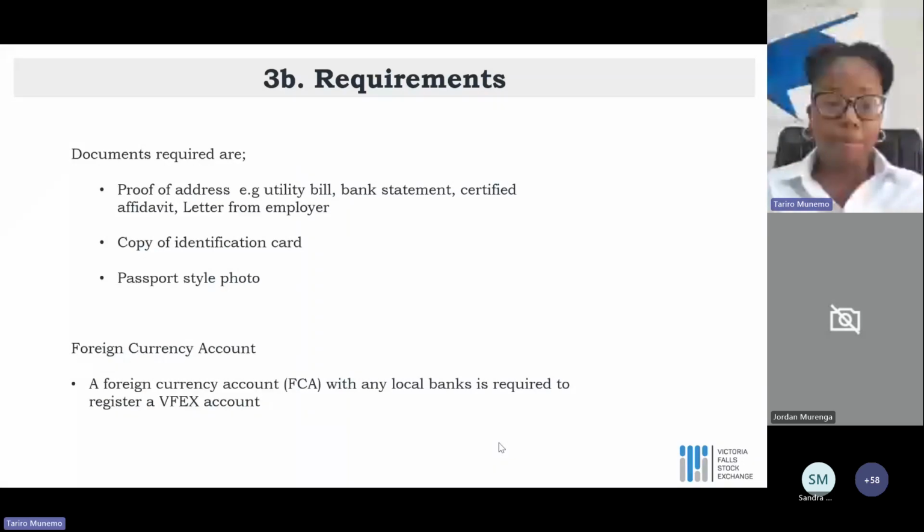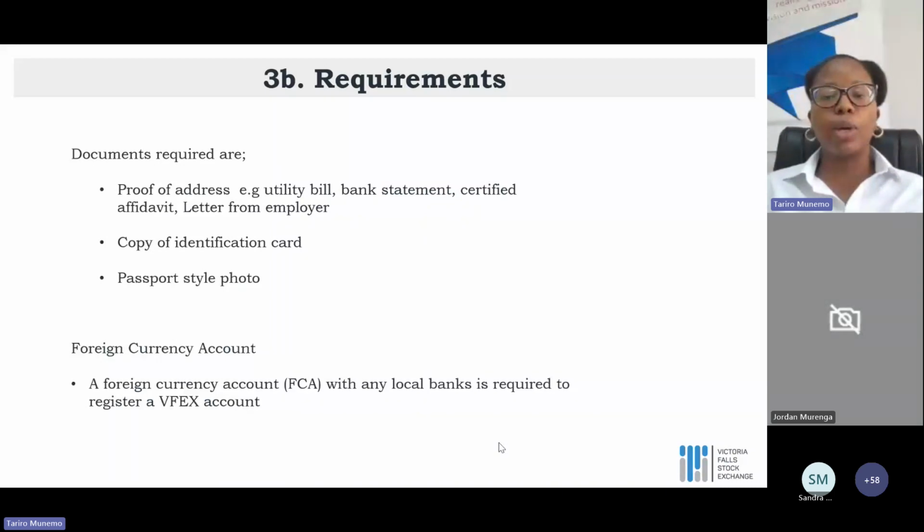All right, so you've provided us with these 3 documents, and these 3 documents are also the same documents you need to provide your stockbroker if you choose to go through the pathway that is not through VFEX Direct. All right, so you've provided us with your documents, your foreign currency account. Remember, I said you need to give us your banking details. We require a foreign currency account, as I've already stated, that the exchange trades exclusively in United States dollars.